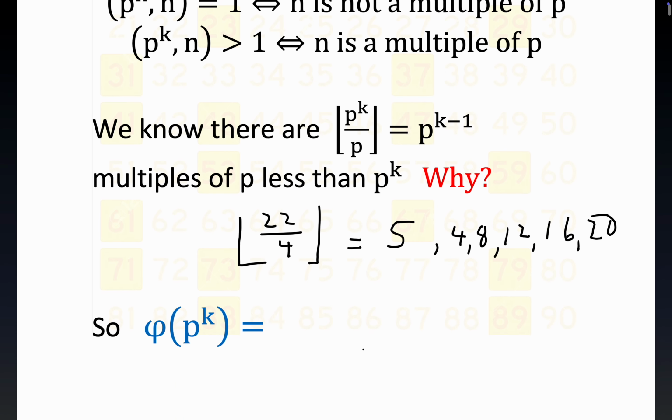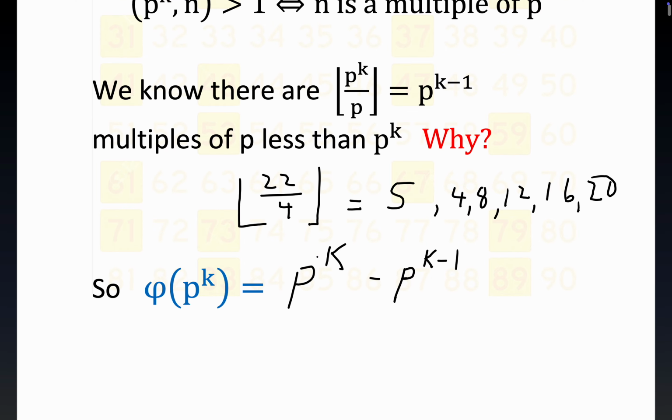So what we get right here is that phi of p to the k is equal to p to the k minus p to the k minus 1, based on this result. This is kind of the meat of the proof, if you want to call it that. Notice we can factor out a p to the k minus 1 as the greatest common factor, so you get p to the k minus 1 times p minus 1.